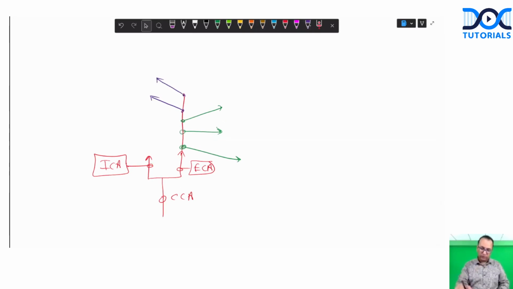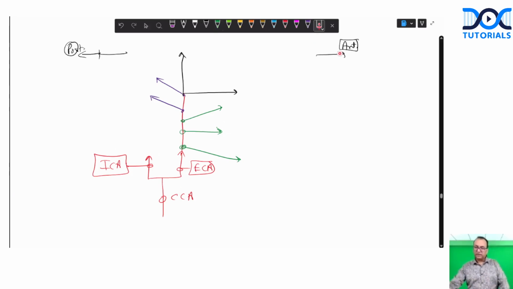So let me use some other color. 2 terminal branches. And there is 1 medial branch, which I will show. As we are looking from the side view, this is posterior and that is anterior. So we are looking from the side view. That is why these are 3 anterior branches, 2 posterior branches, and 2 terminal branches.